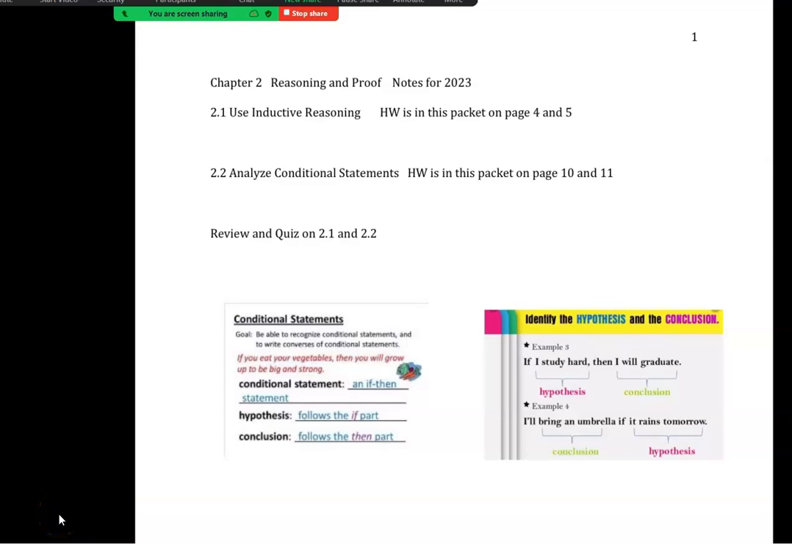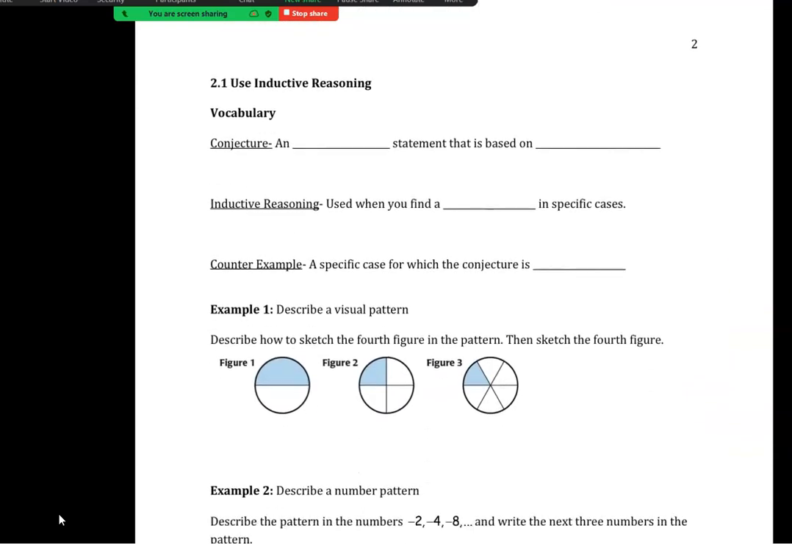Okay, in this video, we're going to go through the first section of Chapter 2. It's called Reasoning and Proof, and we're going to talk about inductive reasoning. So let's start right here.